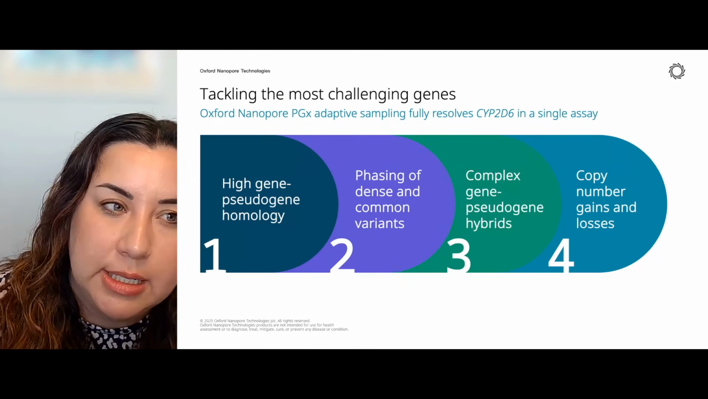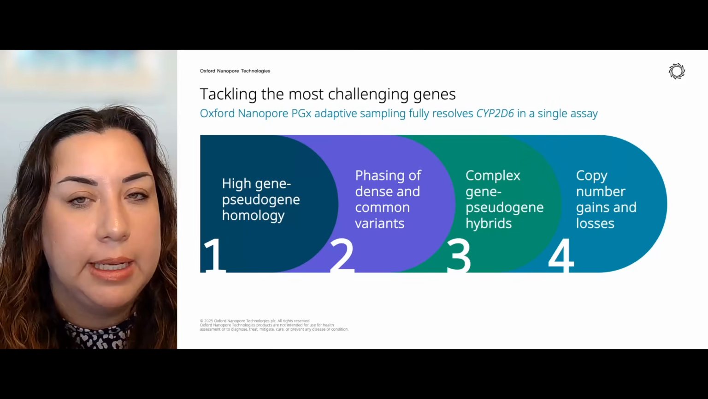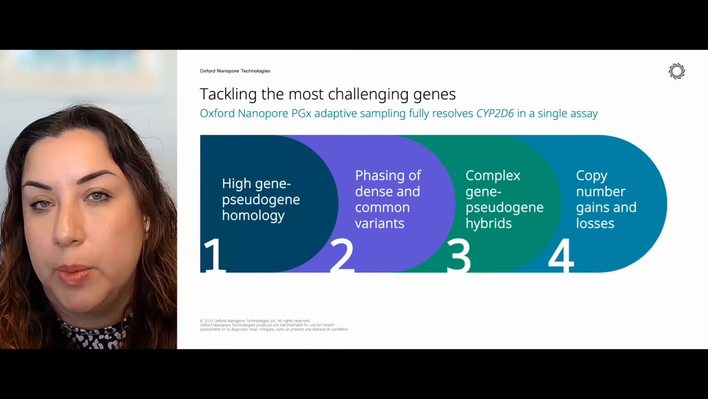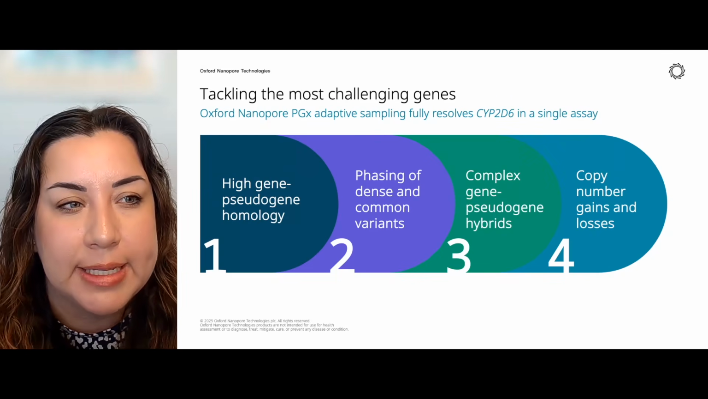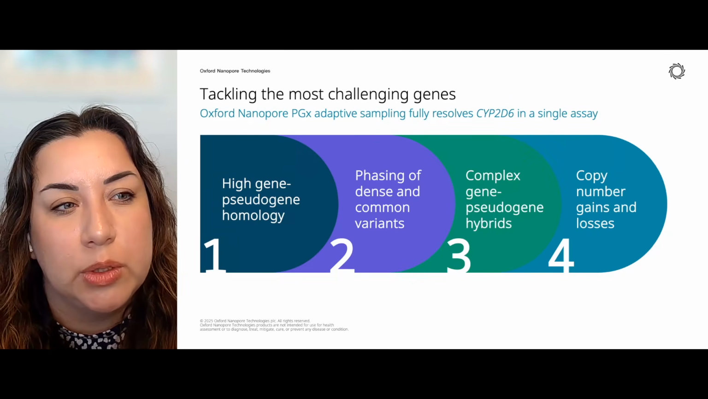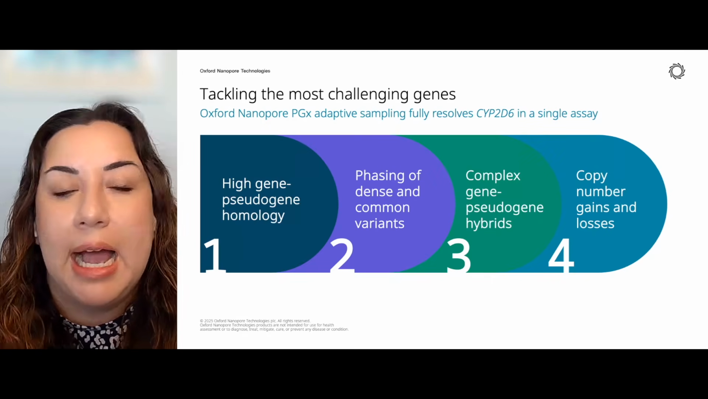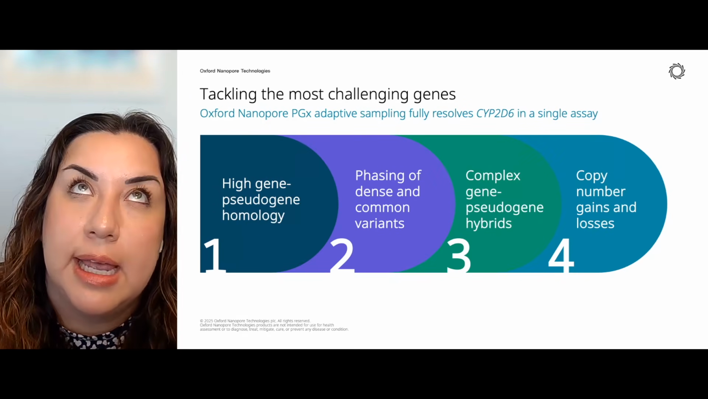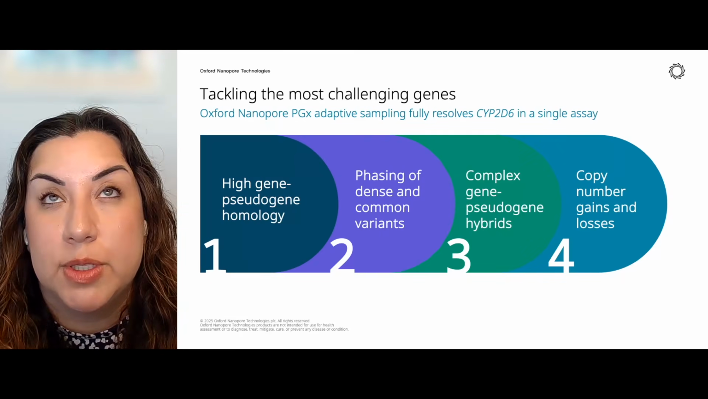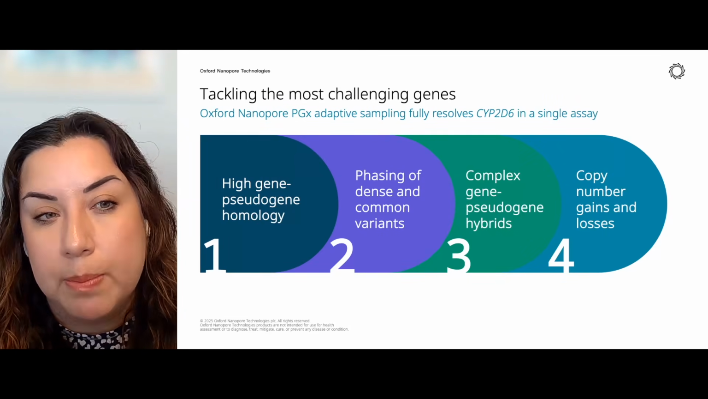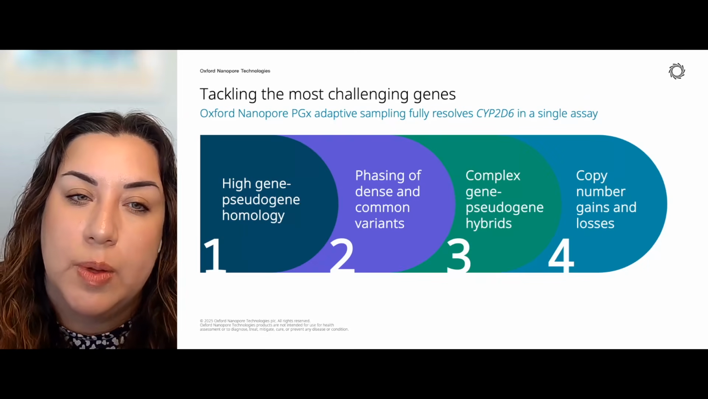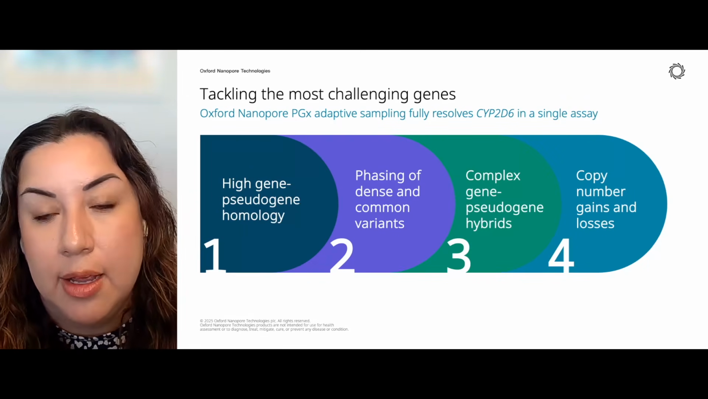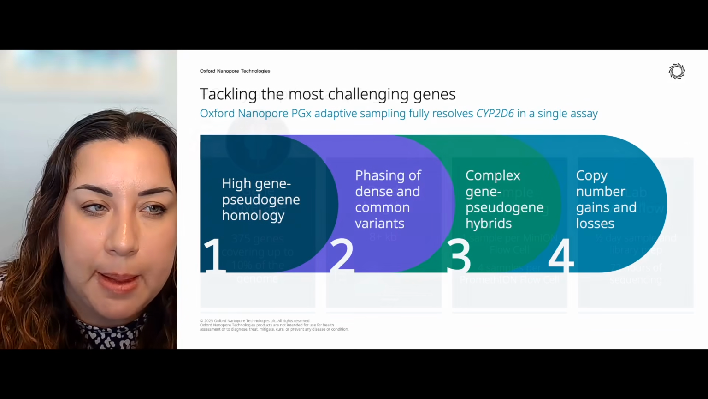Our next product I wanted to discuss is another adaptive sampling out-of-the-box solution. Again, it has that end-to-end workflow with the workflow PGX, or pharmacogenomics. And this is a solution that is able to provide high pseudogene homology resolution, phasing of dense and common variants, resolution of complex gene and pseudogene hybrids as well, and copy number gains and losses, all in a single solution. Again, this is powered by adaptive sampling.